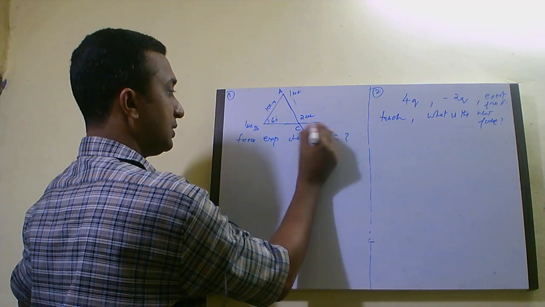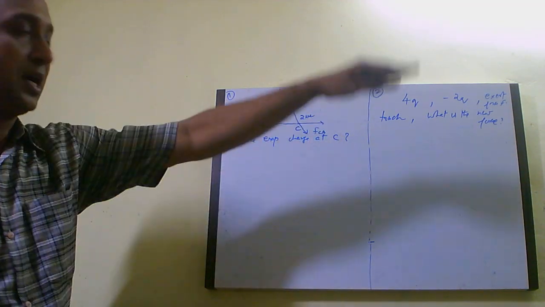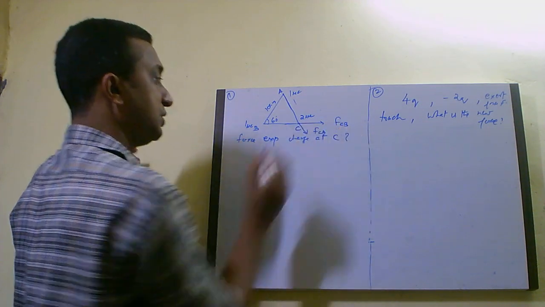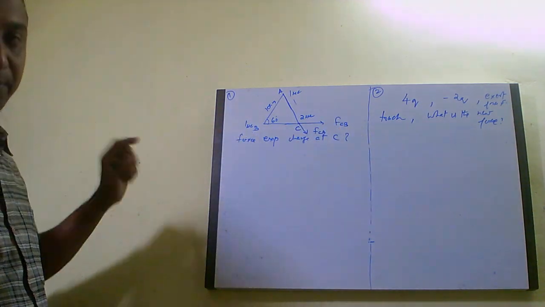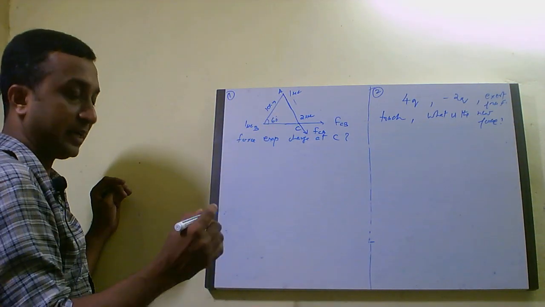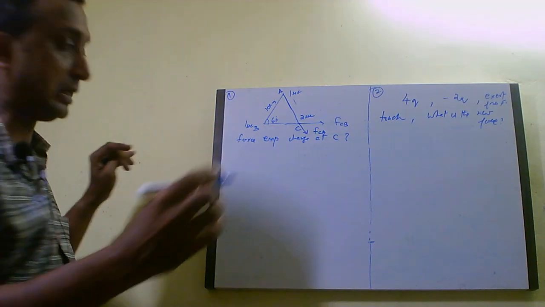Similarly, the charge at C will be experiencing a force in that direction. Let me write it as Fcb, the force on the charge at C due to the charge kept at B. So these are the two forces which are acting and you have to find the resultant.